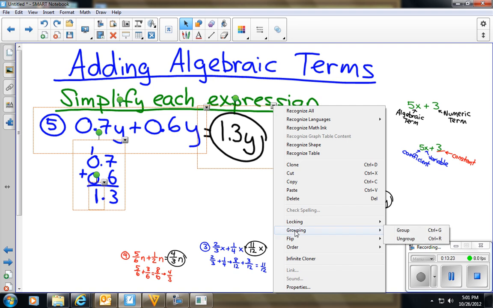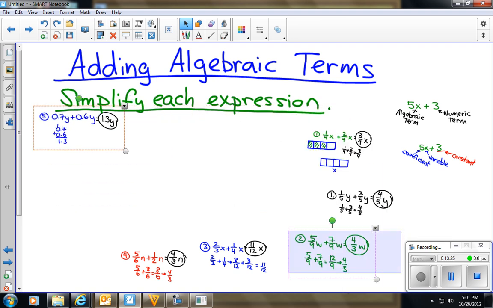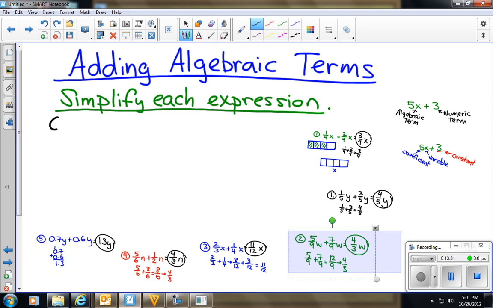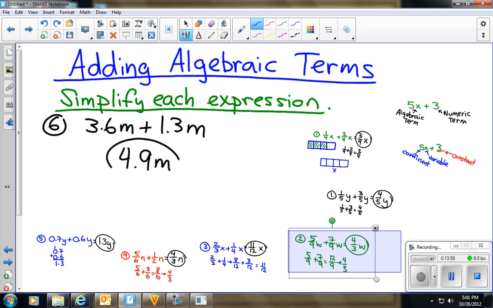Okay, it's time for our final question of the evening. Hopefully we can get through this and have no problem with it. Number 6. Let's say that we have 3.6 m plus 1.3 m. Again, maybe you want to do it on the side, maybe you can do it in your head. Maybe you say, well, I know 6 plus 3 is 9. 3 plus 1 is 4, so this is 49. 36 plus 13 is 49. 3.6 plus 1.3 is 4.9, and it's just going to be m. That's your answer, 4.9 m.